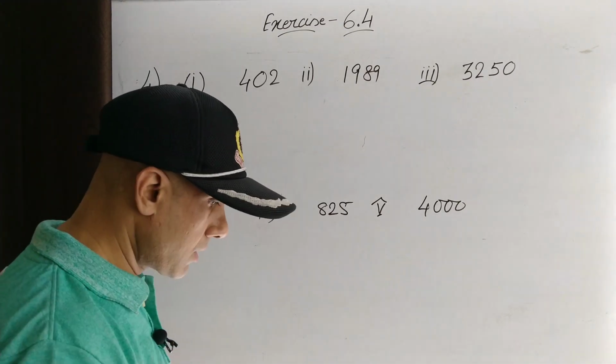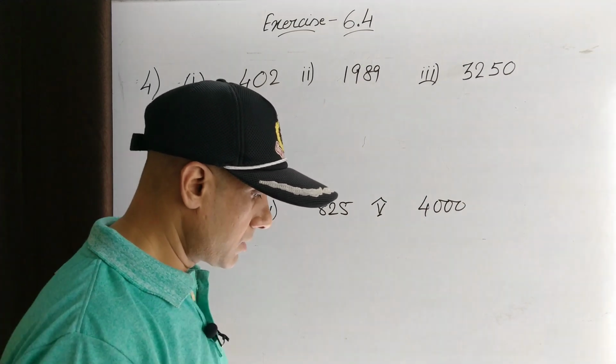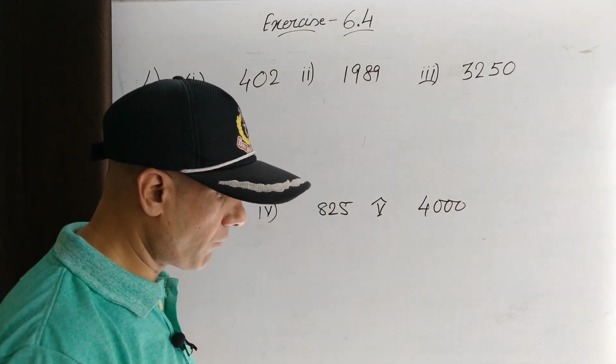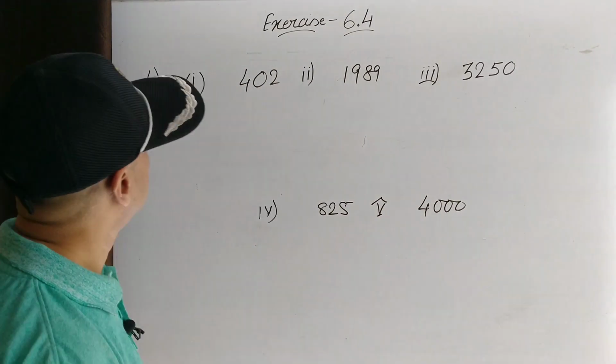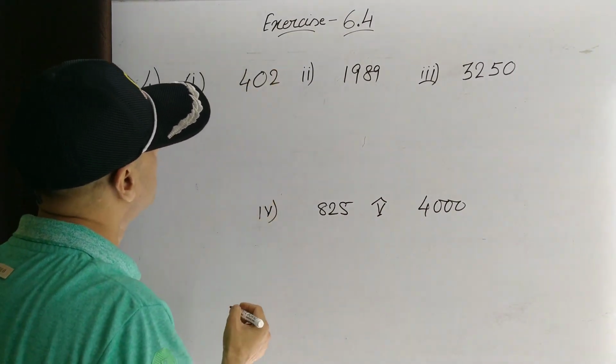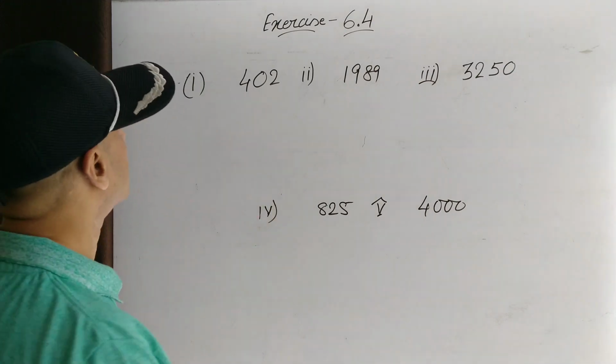Question number 4. Find the least number which must be subtracted from each of the following numbers so as to get a perfect square. Also find the square root of the perfect square so obtained. So let's see by division method what is the remainder. If we subtract the remainder from this number, we'll get a perfect square.